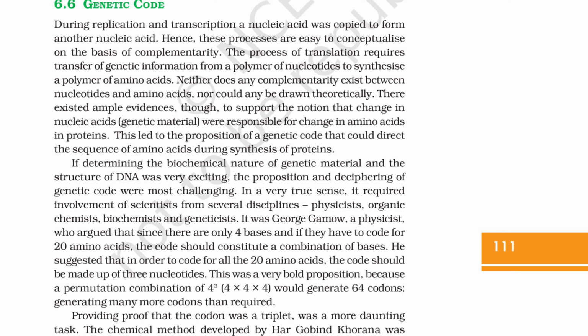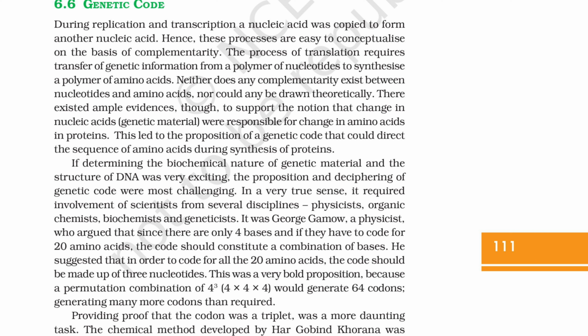Genetic code. During replication and transcription, a nucleic acid was copied to form another nucleic acid. Hence, these processes are easy to conceptualize on the basis of complementarity. The process of translation requires transfer of genetic information from a polymer of nucleotides to synthesize a polymer of amino acids. Neither does any complementarity exist between nucleotides and amino acids, nor could any be drawn theoretically. There existed ample evidence, though, to support the notion that changes in nucleic acids, genetic material, were responsible for changes in amino acids in proteins.